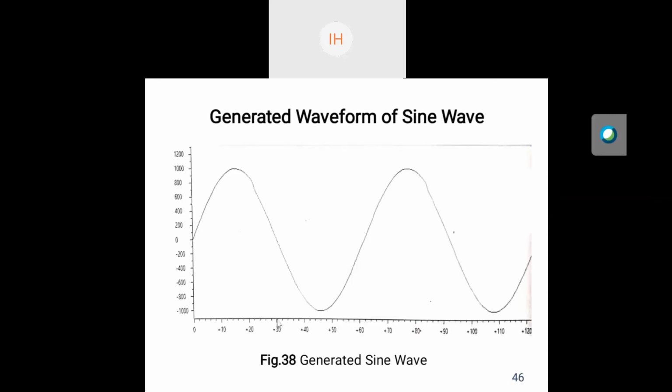Here the waveform of this sine wave is shown in this figure. The amplitude of this waveform is 1000, and we got this waveform by executing the program that is shown in the previous slide, and it is done by CCS. Next slide.